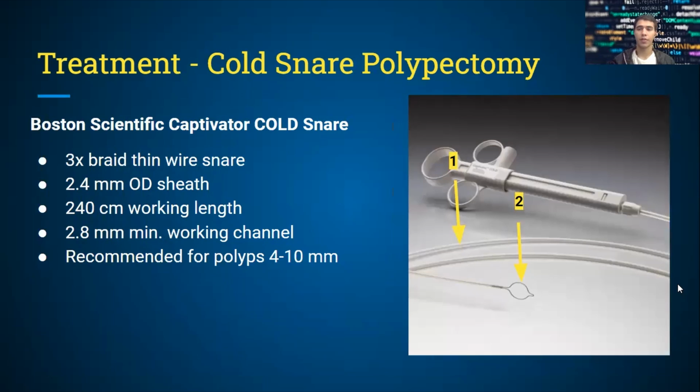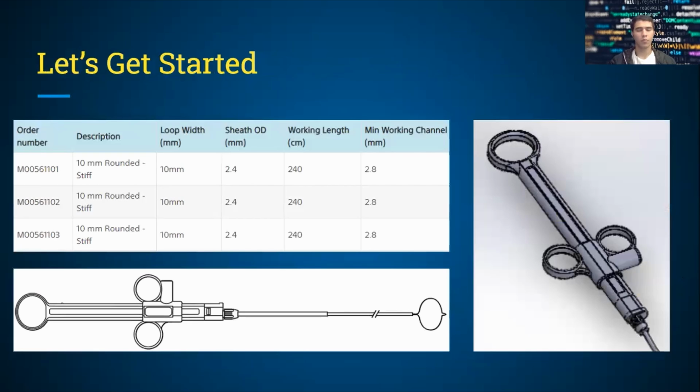There are different snares available in the market, but today we'll be talking about this particular one, the Boston Scientific Captivator cold snare. And these are some specs of it found publicly online on how this would work. It's recommended for polyps in the diminutive to small category, 4 to 10 millimeters. More specs are found online of how that device works. And from here, we'll be switching gears over to SolidWorks.